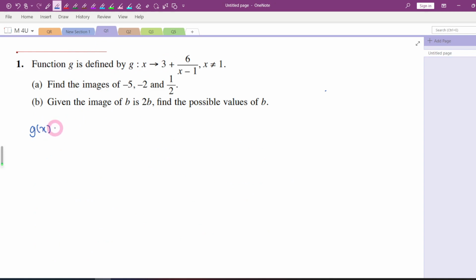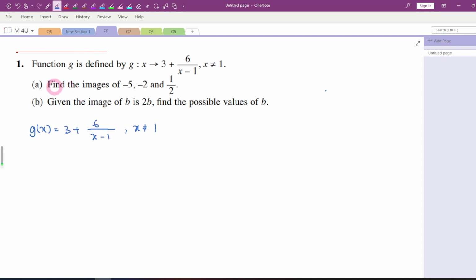g of x is equal to 3 plus 6 over x minus 1, and x is not equal to 1. Because when x is equal to 1, here will become 0. 1 minus 1 will give you 0, so the whole function will become undefined.